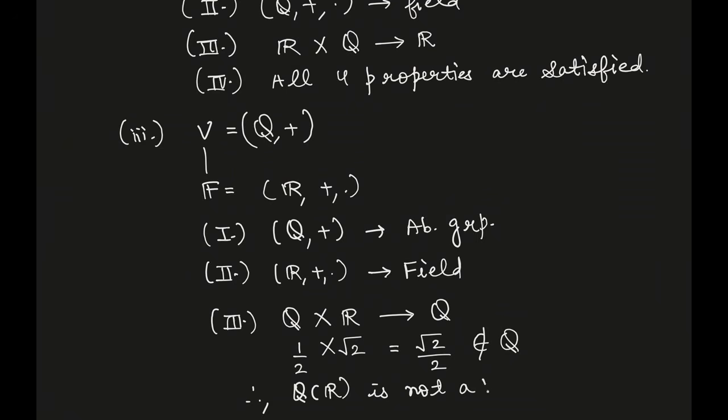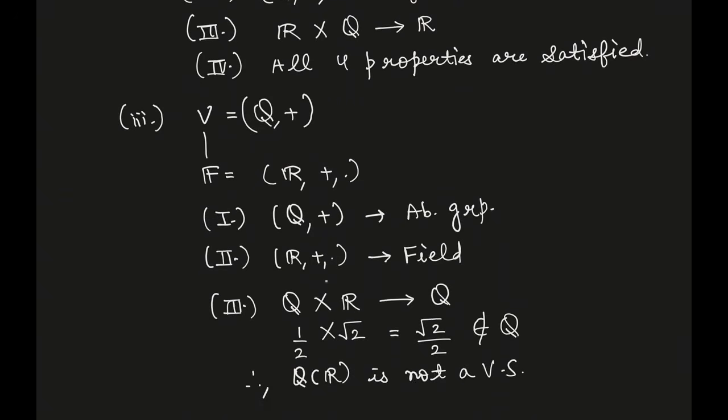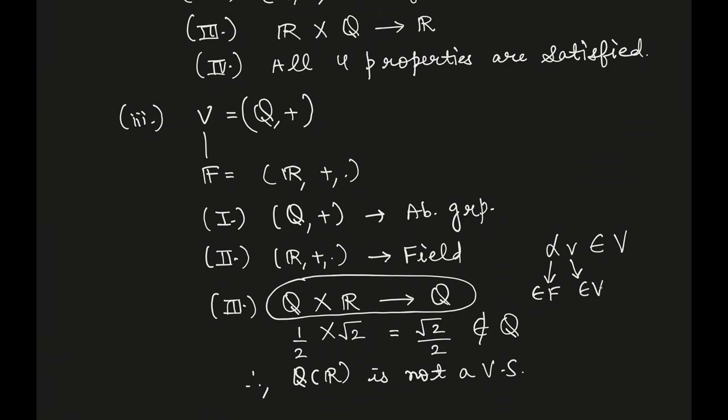Is it clear? Yes, ma'am. So are you able to see what this property is? This is like scalar multiplication only. Alpha into V should again belong to V. Alpha is from field and this vector is from capital V. So by this only I have written this map.